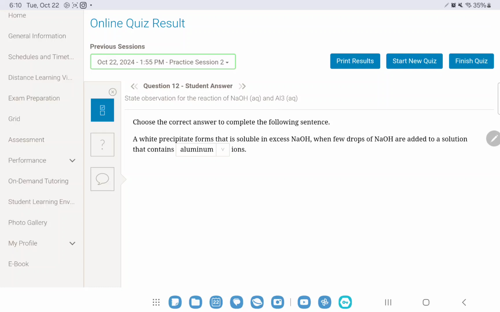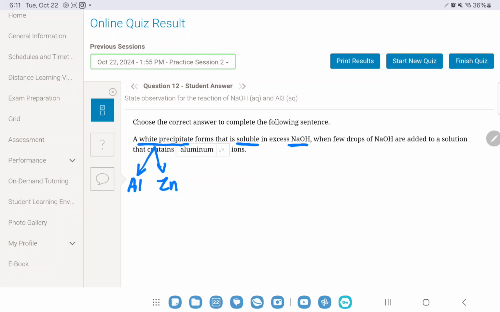Now, in this question, you have to look out for the keywords. When you see the words white precipitate, it can only mean a few things. In cations, it could either be Al, or zinc, or calcium. But we need to continue reading the question to know which one it is. In excess NaOH, it's soluble. So we know calcium is not soluble, so we're going to remove calcium from our options.